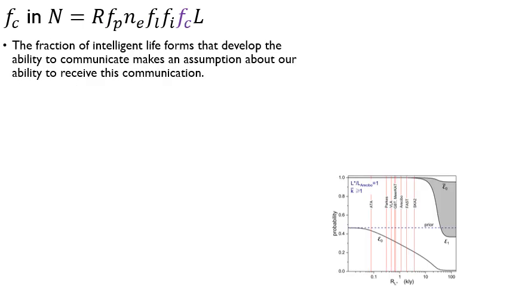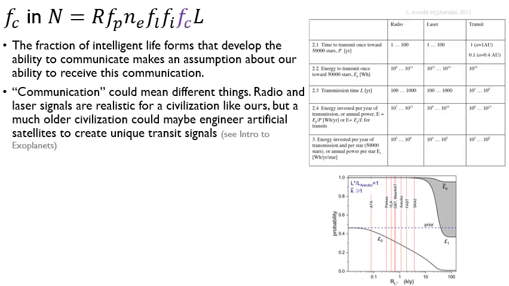So now we need to think about the fraction of intelligent life that will develop the ability to communicate. This, of course, makes assumptions that we can even detect the communication. When we think about communication, it could mean a lot of different things. There's some fun articles you can read out there. So for instance, the traditional way of looking for intelligent life is with radio communication, and a little bit with lasers maybe. You could use those different forms of electromagnetic radiation to communicate.